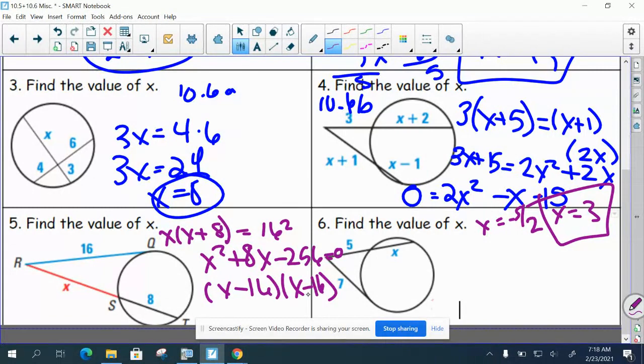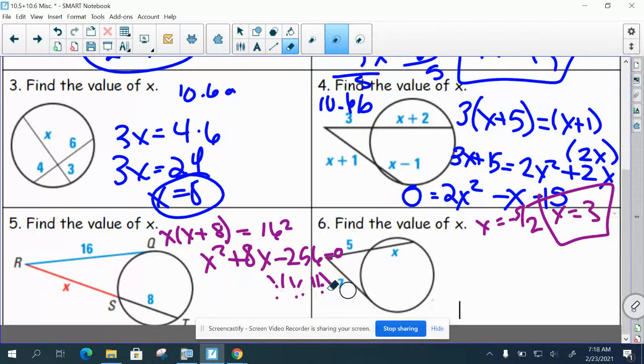Well, actually, hold on a second. Would that work? No, that wouldn't even work, because -16, that wouldn't work. What are other factors of 16? Let's try just doing the other one.